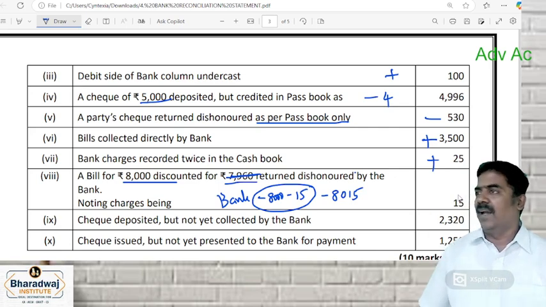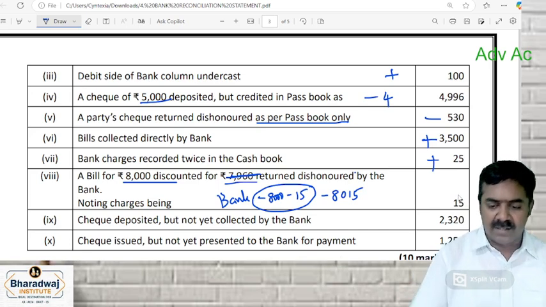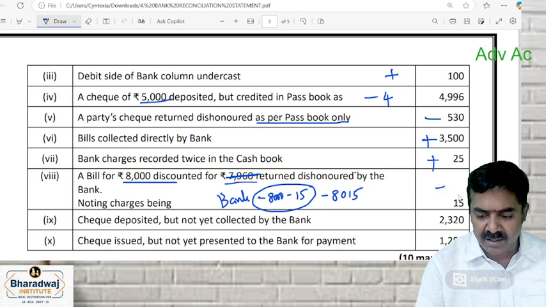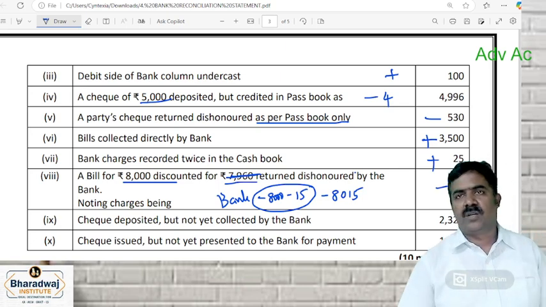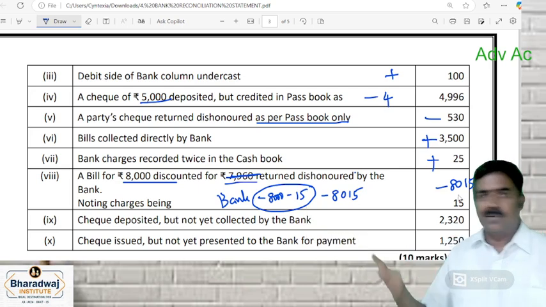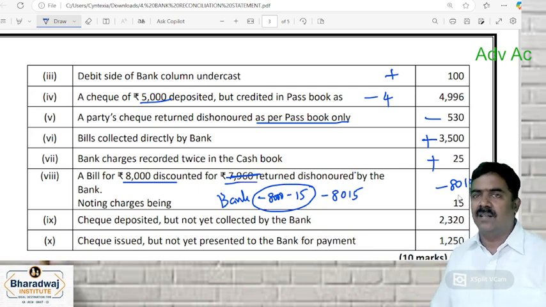How much? 8,015 the banker has reduced. The customer would not have reduced it. So what to do? Add it. But OD starting, final minus 8,015. The bank has reduced minus 8,015. The customer did not reduce it. Normally what would we do? We would add it. But OD starting, final, minus.